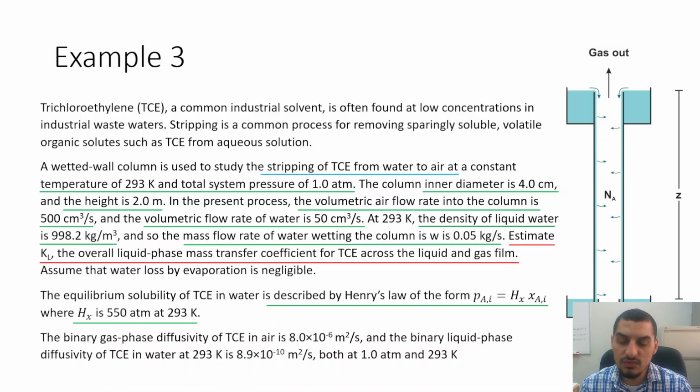And I know the diffusion coefficient of TCE in air is 8 times 10 to the power minus 6, and the binary diffusion coefficient of TCE in water. So this is the diffusivity in the liquid phase. This is the diffusivity in the gas phase. So we know a lot of information, and we need to see now how to proceed. We need to calculate the overall mass transfer coefficient, so I need to calculate the individual mass transfer coefficients. We know that there is a relation between the overall and the individual mass transfer coefficients, and Henry's constant is part of it. So this is something that we know from before.